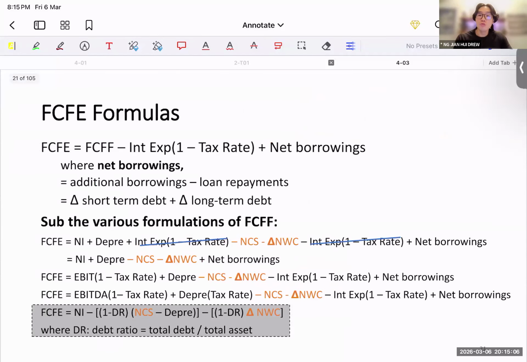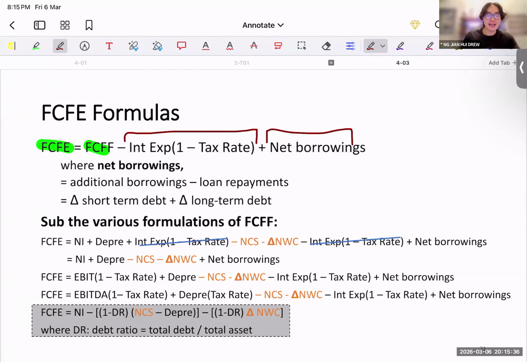Now, for our numerator, we have seen this formula in lecture 2 as well, right? But let's go a bit deeper and try to understand the formula more. In our FCFE, we can actually derive this formulation using our FCFF model, but now we just need to do two adjustments. The first adjustment is to our interest expense, and the next adjustment is to our net borrowings. And in both cases, they relate to debt, right?